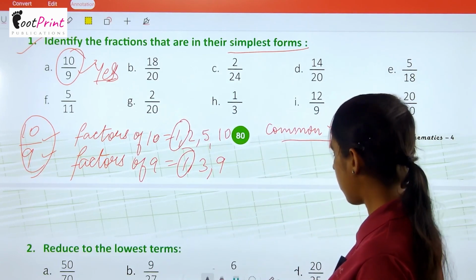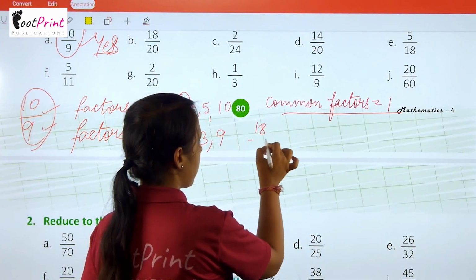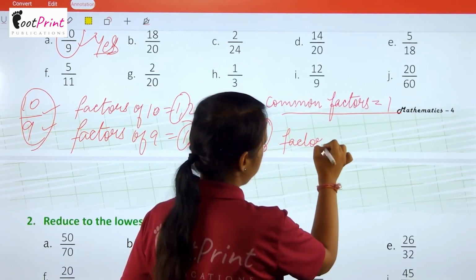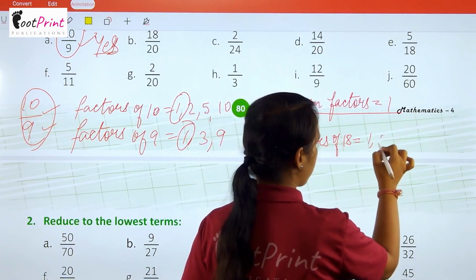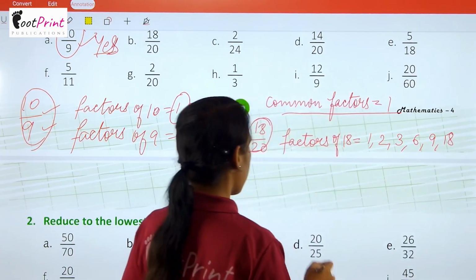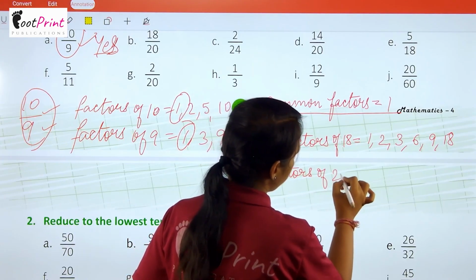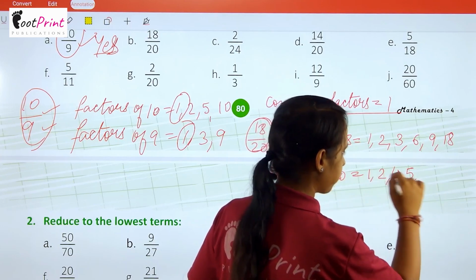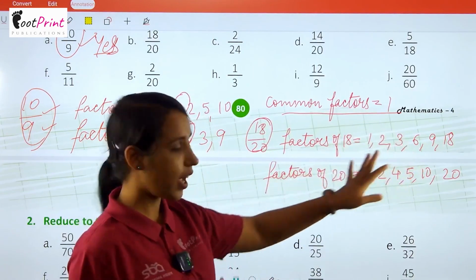Now I will solve one more question for you. So here 18 by 20 is given. We will find the factors of 18. What are the factors of 18? 1, 2, 3, 6, 9 and 18. Similarly, factors of 20 are 1, 2, 4, 5, 10 and 20. Okay, these are the factors of 18 and these are the factors of 20.